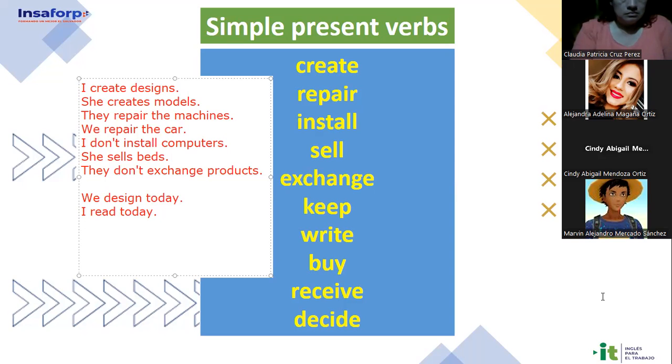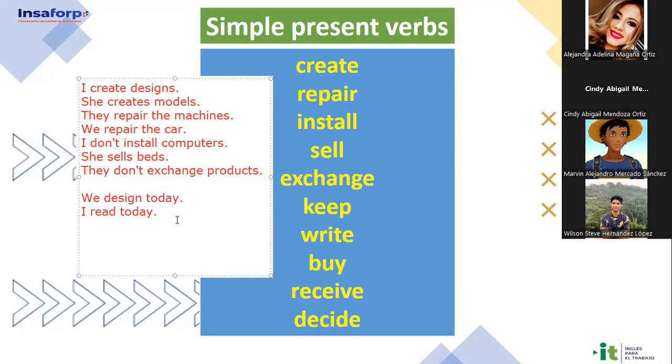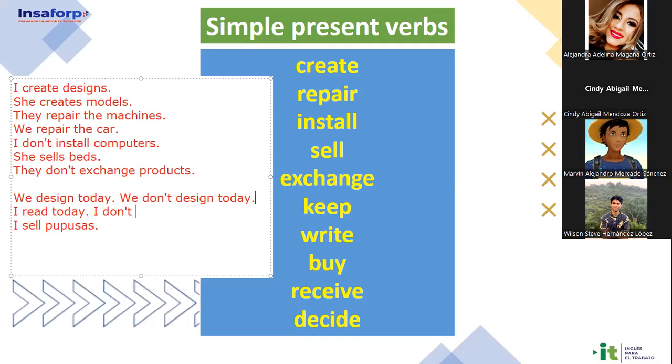Excuse me, repeat. I sell pupusa. Okay. I sell pupusa. It's a good business. Yes. I sell pupusas. Correct, right? Good. So notice that we use here affirmative and negative sentence. I will give this in negative. Look. We design today. We don't design today, right? I read today. I don't read today. I sell pupusas. I don't sell pupusas. Yes? Okay, understand? So affirmative and negative, right?